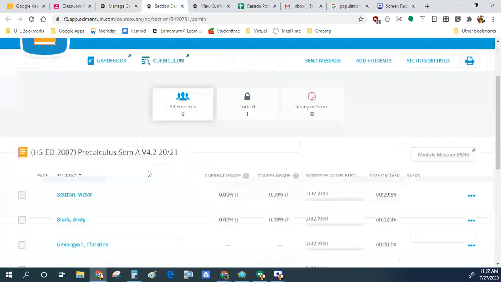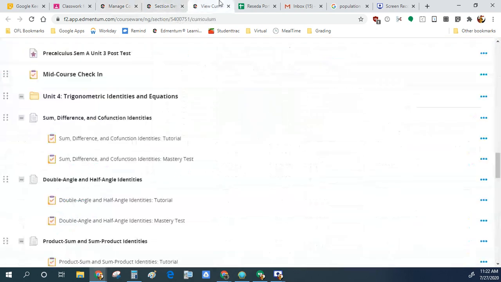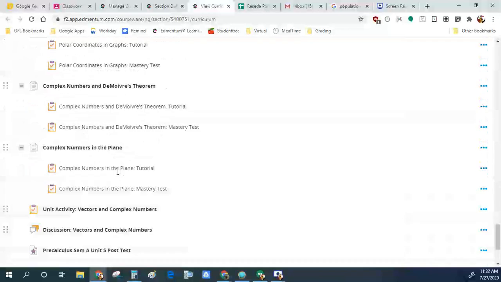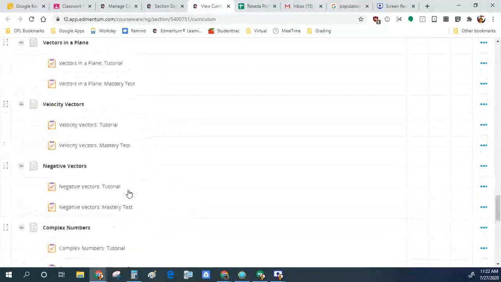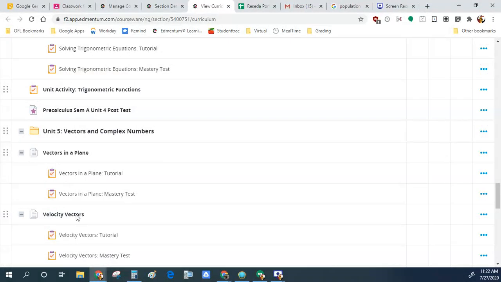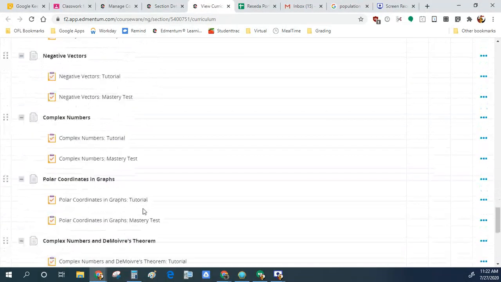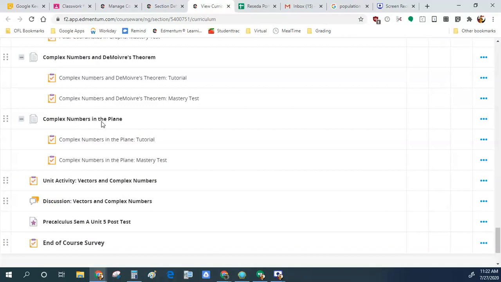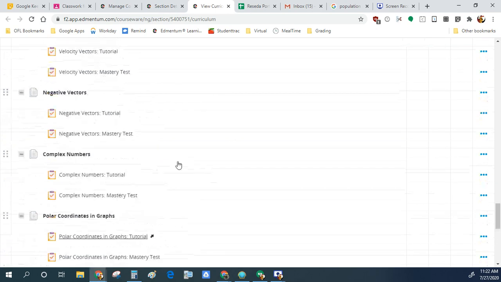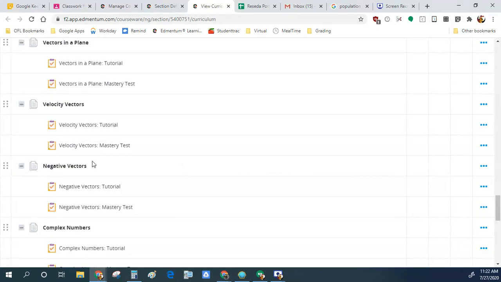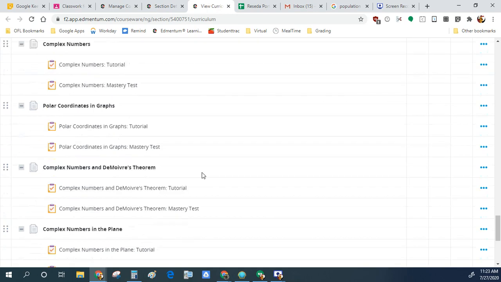What else? Oh, this is the one that Nick was talking about, where there are 1, 2, 3, 4, 5, 6, 7. So there's 7 things here. I think Nick was talking about the fact that there's also unit activity, discussion, and this. Some of these I already think we're not going to use. Negative vectors we might skip because honestly, all it is is a vector the opposite way. So we might not need that one.